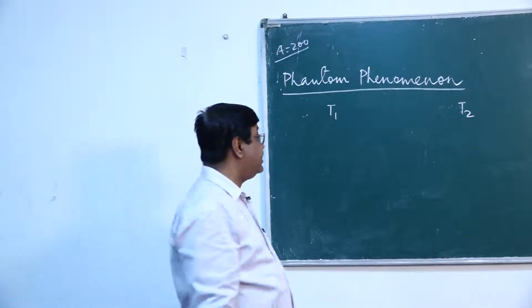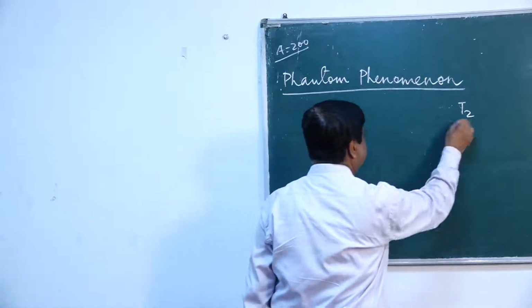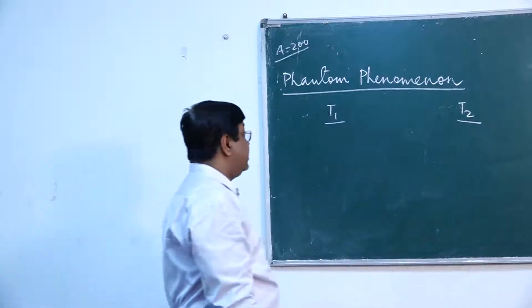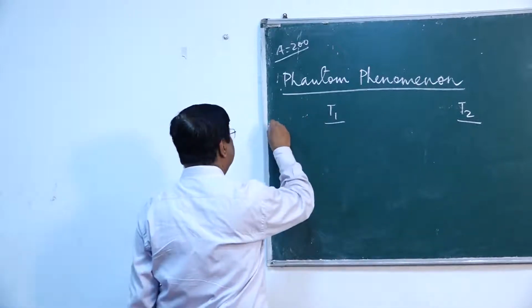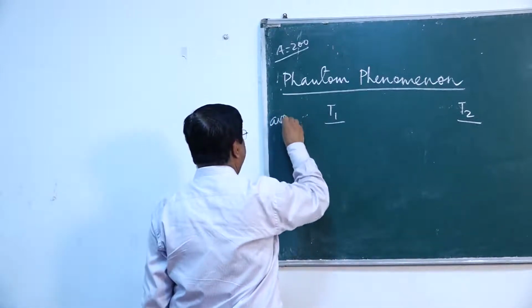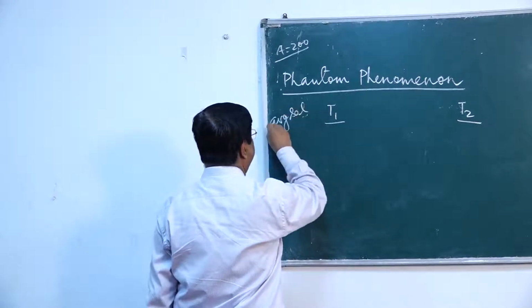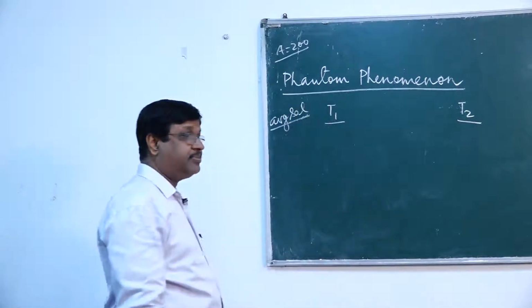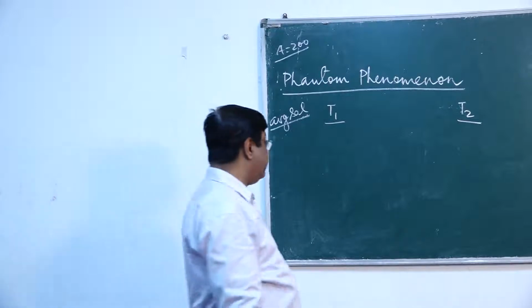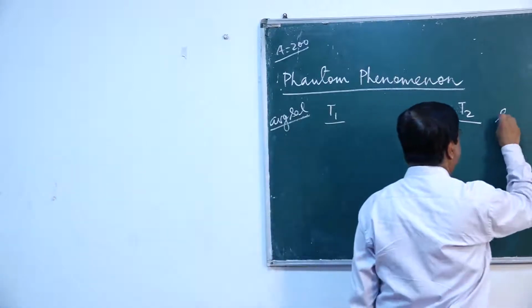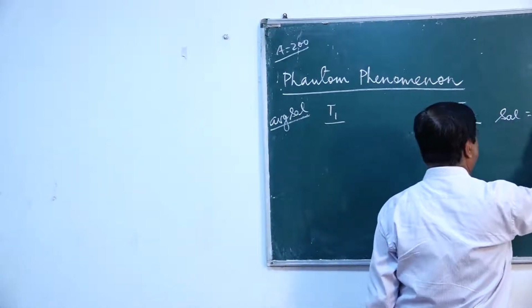Transactions T1 and T2. There are two transactions. Transaction T1 has to know the average salary of all the employees. Transaction T2 has to know the salary of employee, say 120.